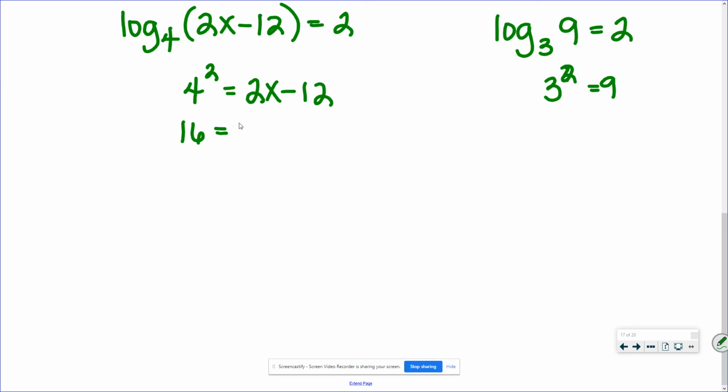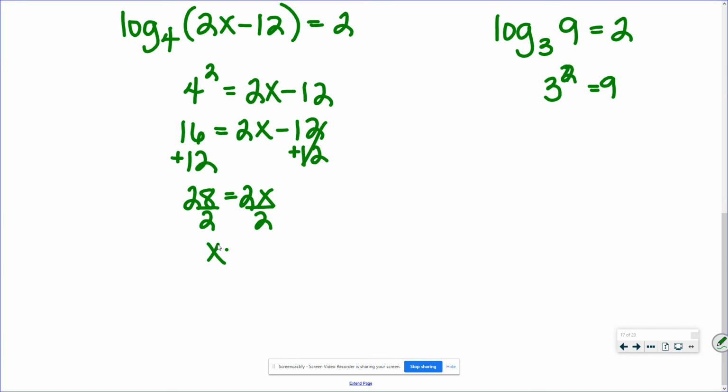First, we're going to call this 16 because 4 squared is 16. We're going to add 12. And then divide by 2. So your answer is x is equal to 14.